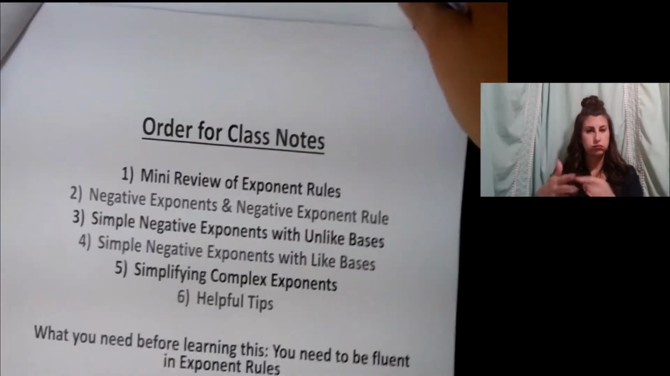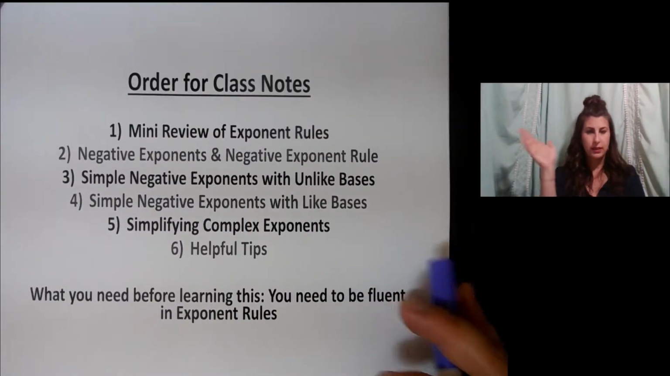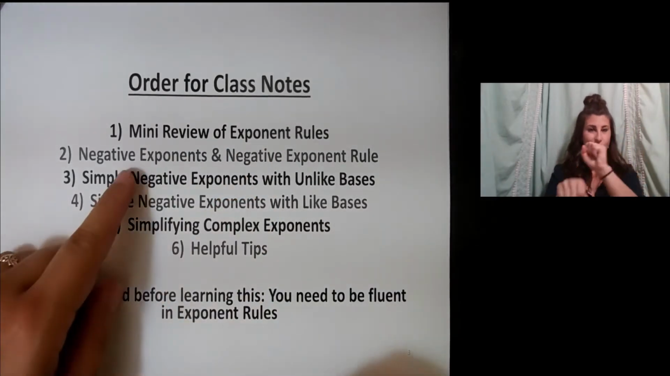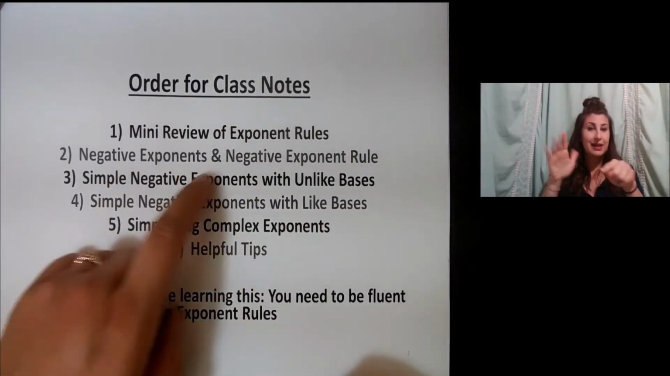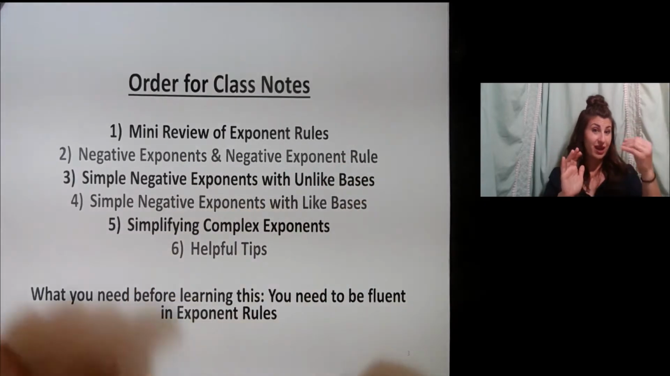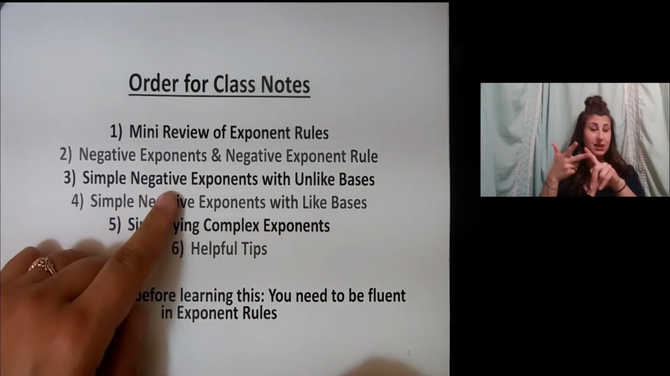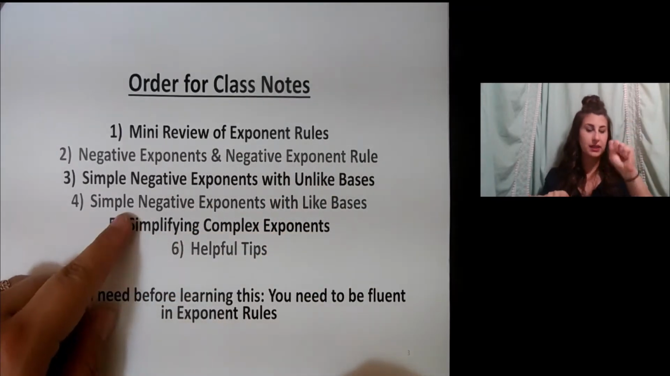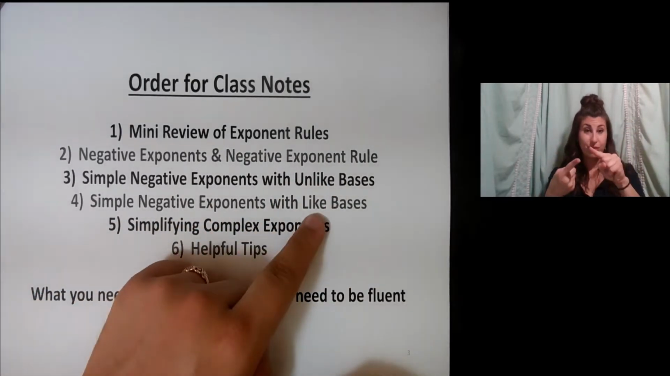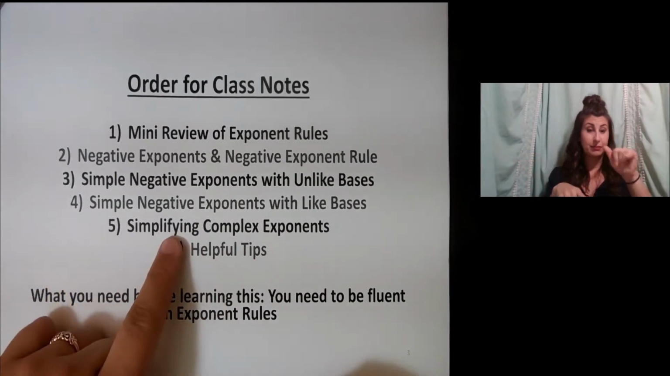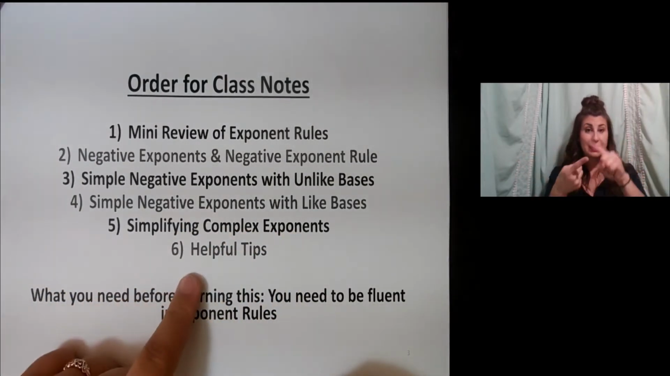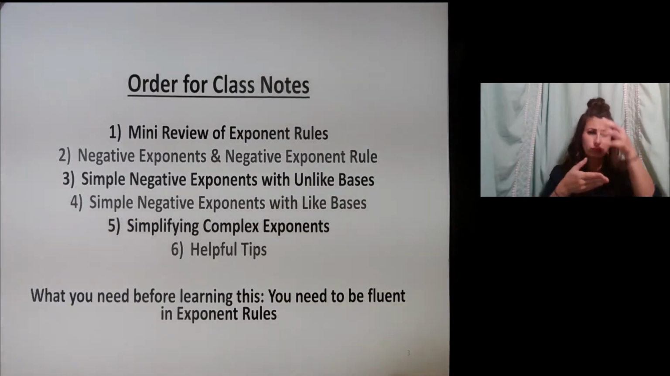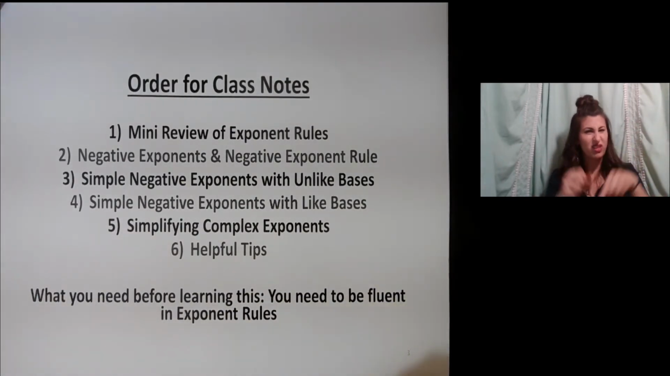So here is our order for our lesson. We are going to have a mini review of exponent rules. Then we're going to be looking at negative exponents and negative exponent rules. Simple negative exponents with unlike bases. Simple negative exponents with like bases. Simplifying complex exponents, and then any helpful hints that might help you, like a summation of some of the stuff that we would be learning in this lesson.